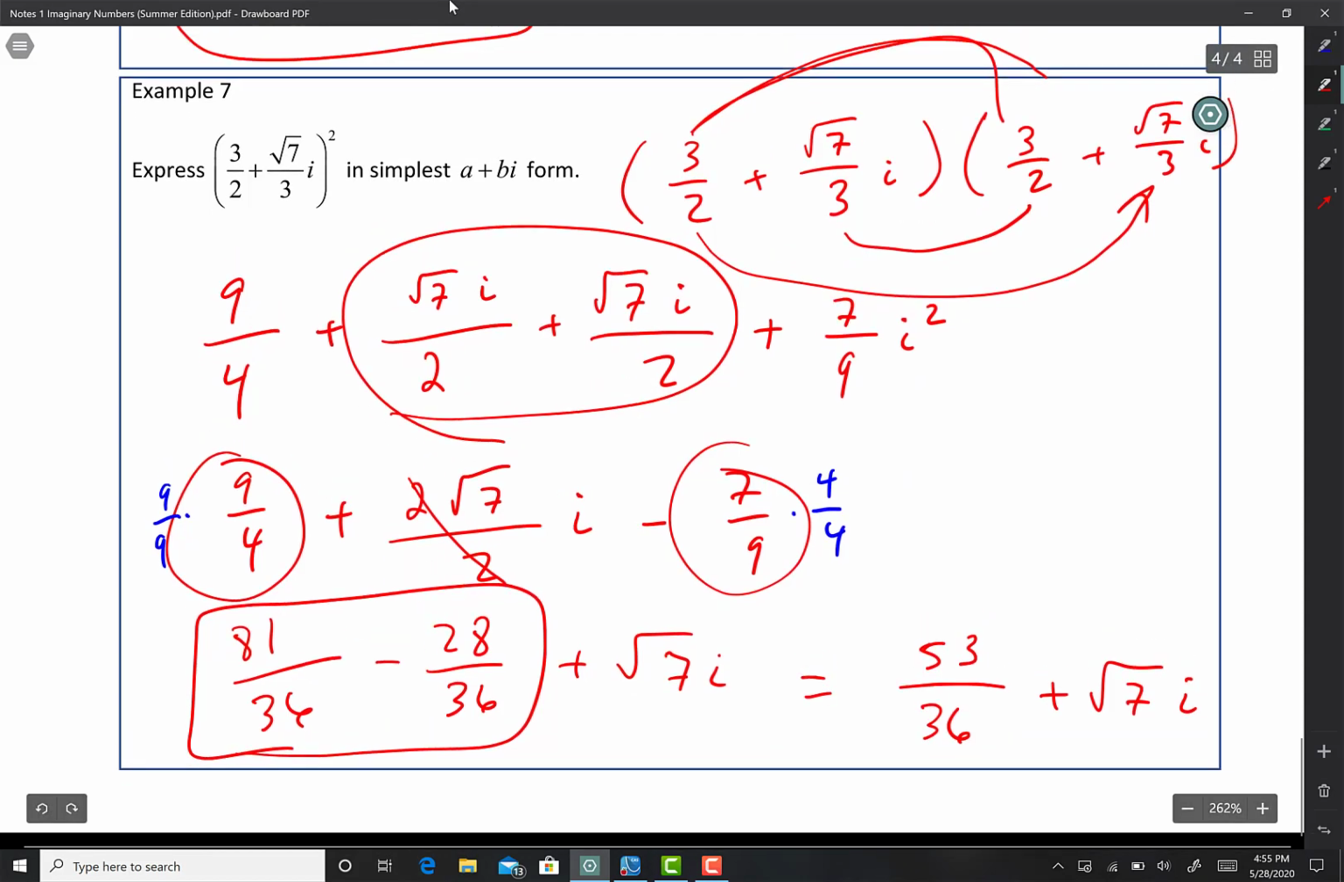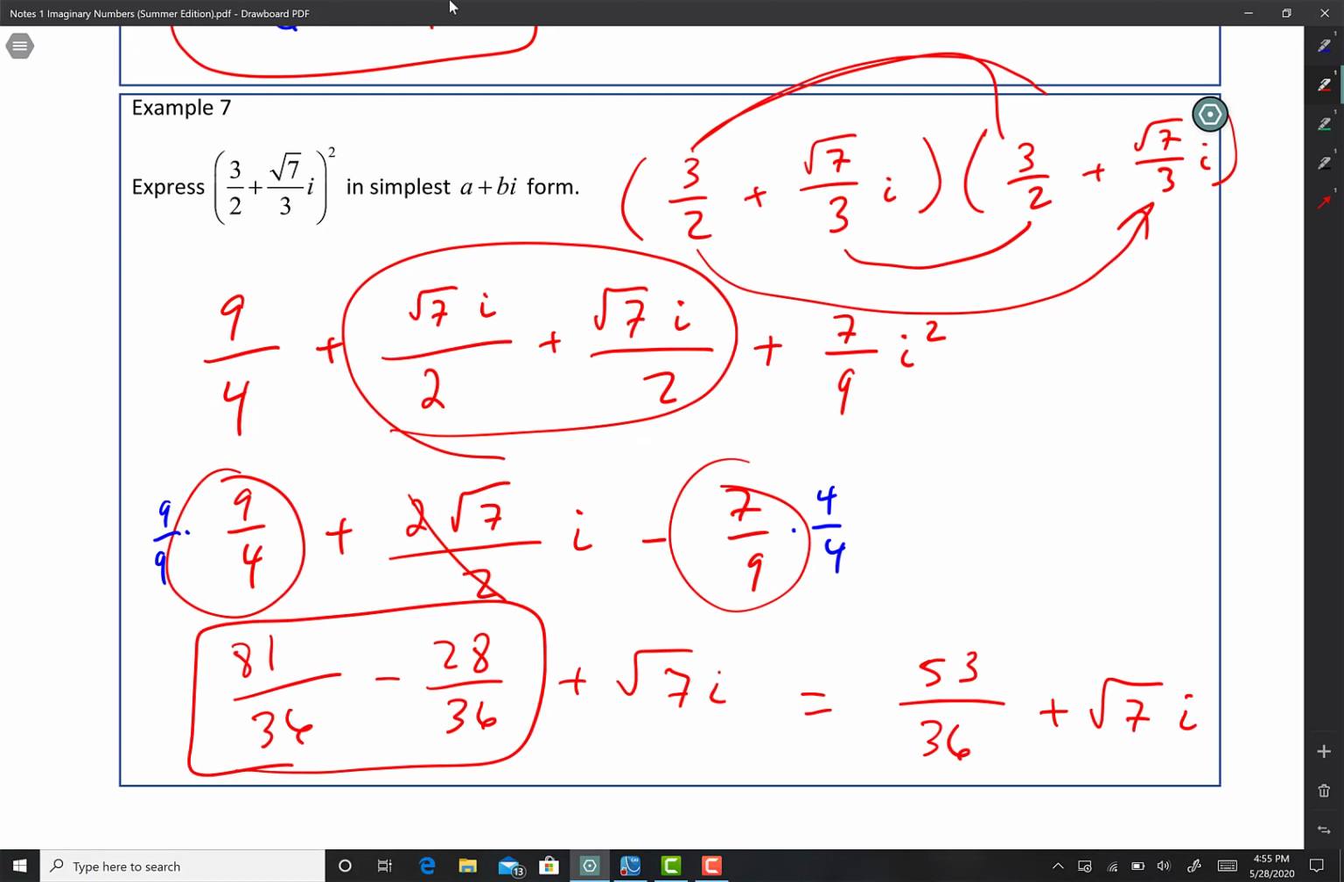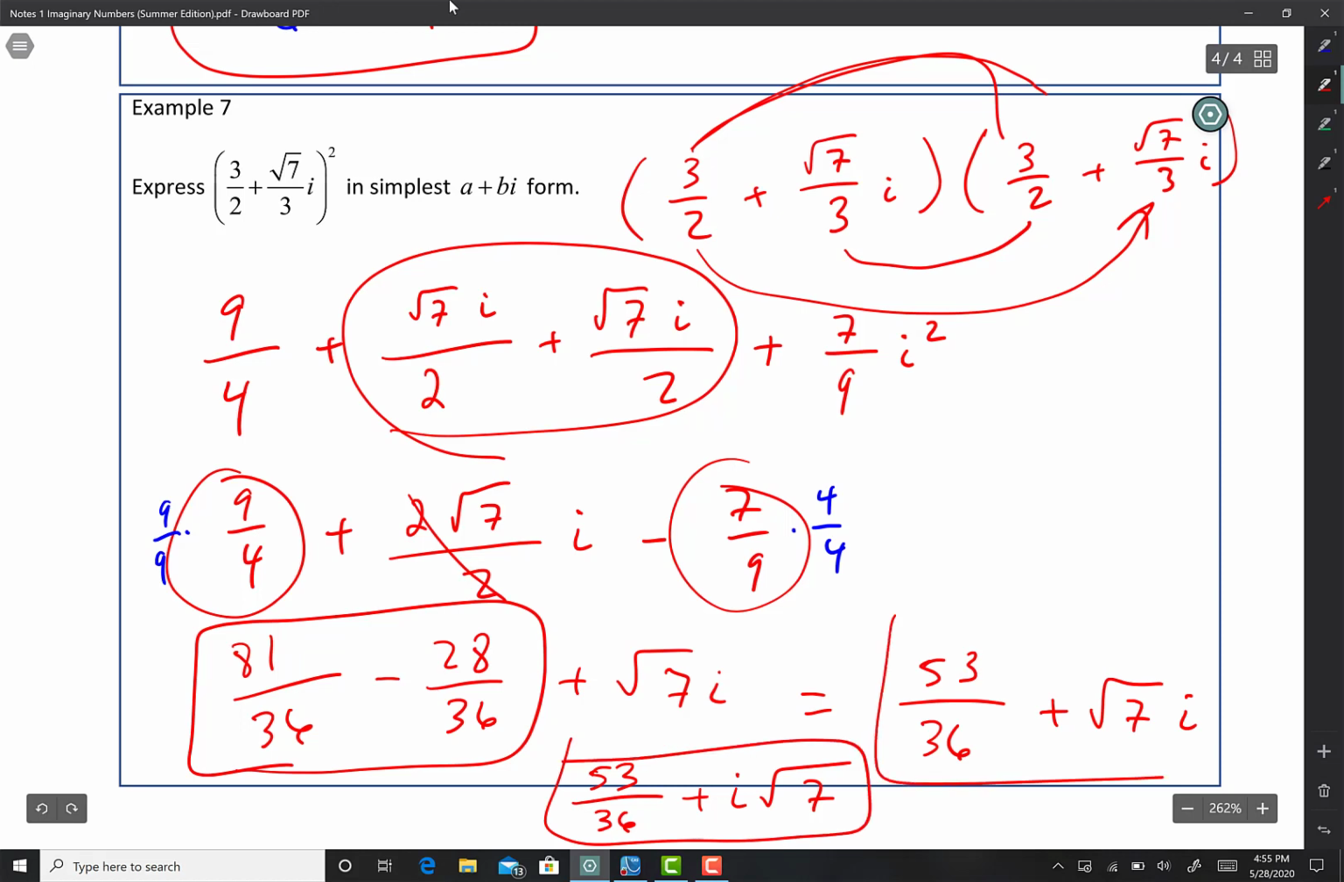I actually kind of prefer, because sometimes the square root drags a little bit, and I think most mathematicians would probably prefer this, the i in the front of the square root of the 7. But it's not a big deal.